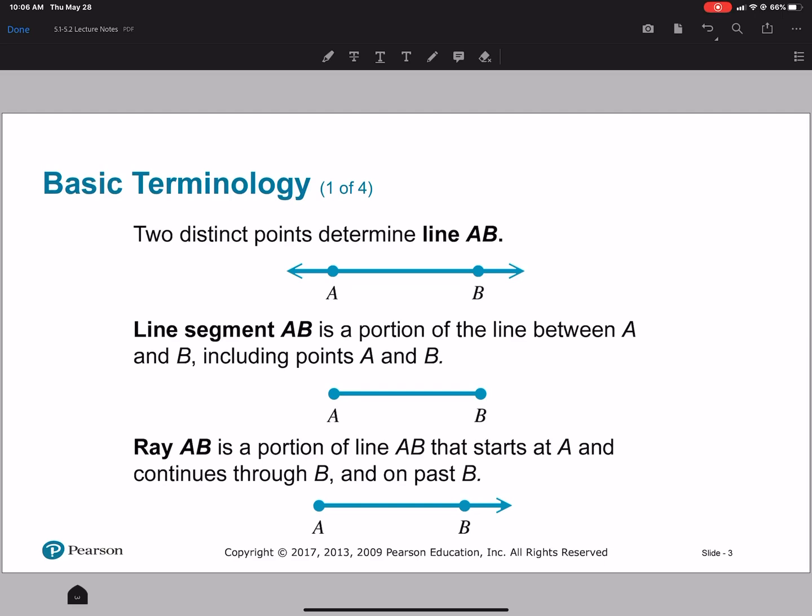All right, now let's look at this. The first thing is a line, because we have it going through both A and B, so you have no stopping points. The line segment has stopping points on both ends, so it goes from A to B. The ray has a starting point A and it goes through B, so it's continuous going through B. So that's how you figure out the difference between a line, a line segment, and a ray.